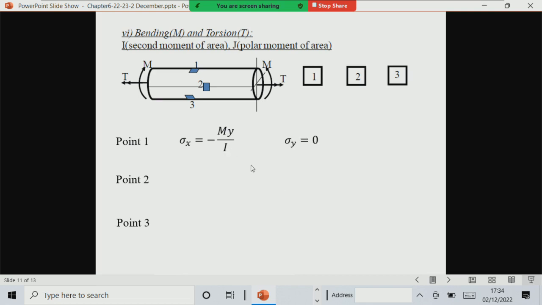There is no force applied in the y direction, but we've got a torque applied, so the shear stress is equal to TR divided by J, and J is the polar second moment of area of the cross section.